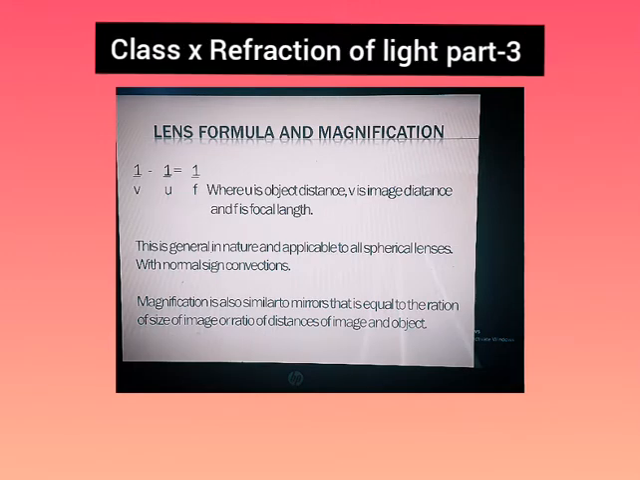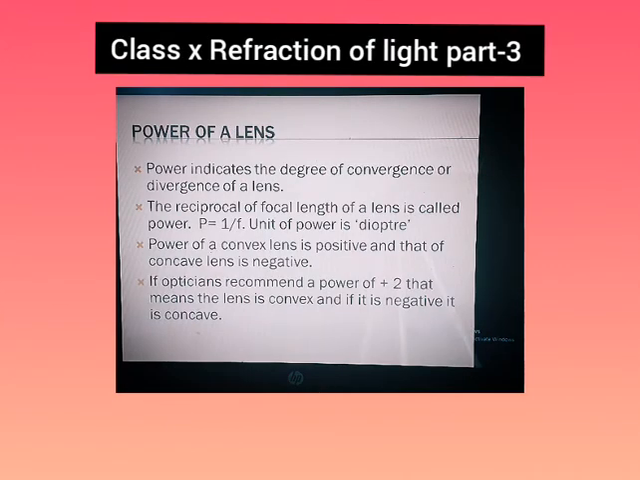Magnification is also similar to mirrors, that is equal to the ratio of the size of the image to the size of the object, or image distance to object distance. So if the image distance is 10 and the object distance is 5, the magnification will be 10 by 5, that is equal to 2. That means if the size of the object is 2 centimeters, the size of the image will be 4 centimeters. Fine.